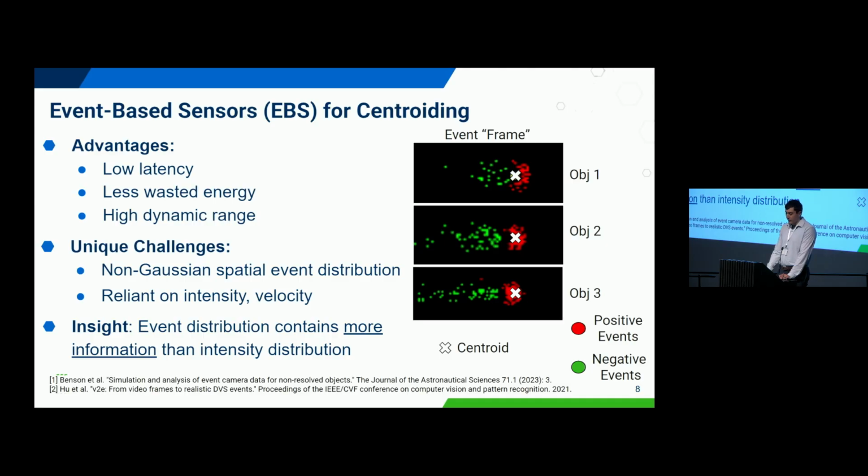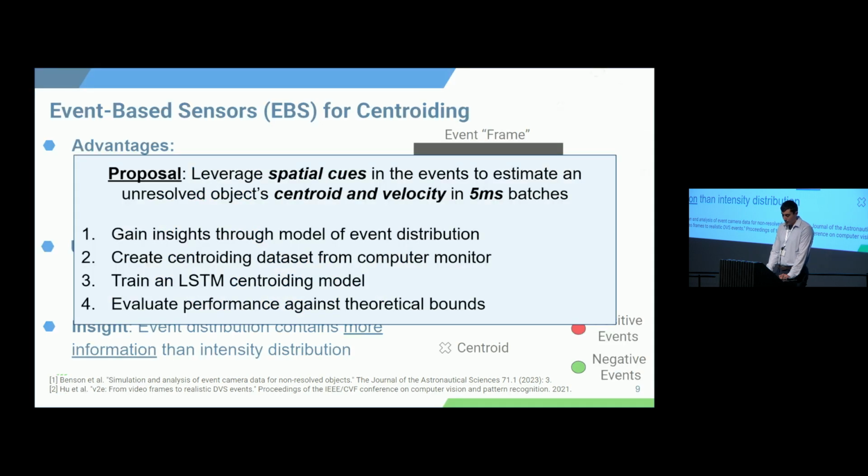A key insight to doing this is understanding that because this event distribution changes based on the object parameters, we can actually utilize this as an advantage because it should contain more information than a normal intensity distribution of an unresolved object. So our goal is to create a new centroiding algorithm where we utilize spatial cues in the event distribution to not only estimate the unresolved object's centroid, but also its velocity. We're going to do this in very small time batches of 5 milliseconds to best utilize the low latency aspect of event cameras.